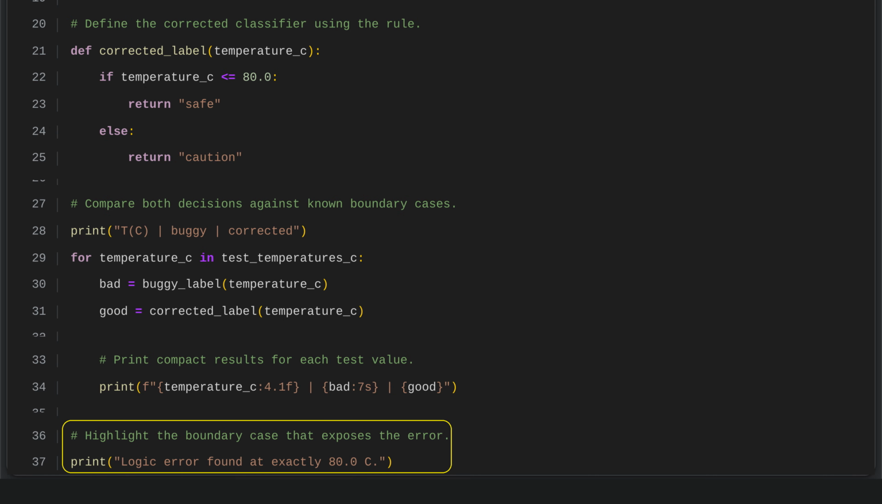The message identifies a logic error at the exact boundary of 80 degrees Celsius. It shows that the earlier safety check is wrong because 80 degrees should still be treated as safe, but the buggy logic excludes it. Highlighting this boundary case makes the mistake clear.